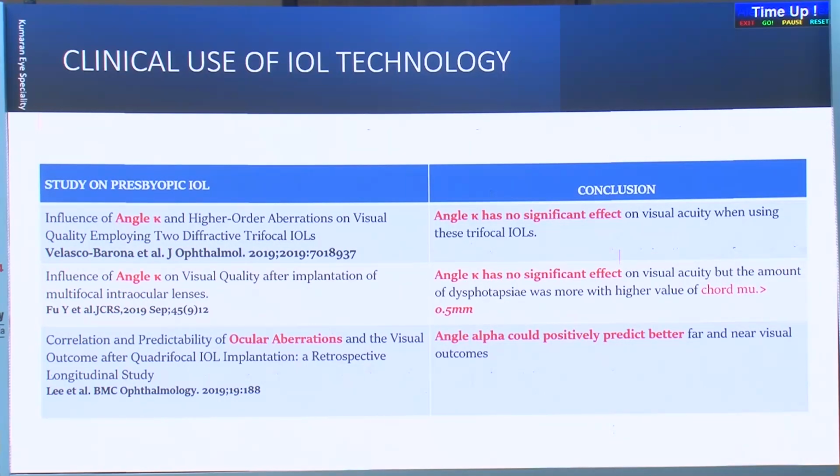Please remember, you can implant a multifocal or a trifocal IOL even if your chord length mu is high. The patient will definitely have 6/6. But when the chord length mu is more than 0.5, he would complain more of glare and halos. So whenever you go back to your biometry and look at these patients who have been complaining of more glare and halos, you definitely find that chord length mu has been high. It will not cause any problem with your visual acuity. Then the ocular aberrations, the angle alpha, would be a better predictor than your angle kappa.